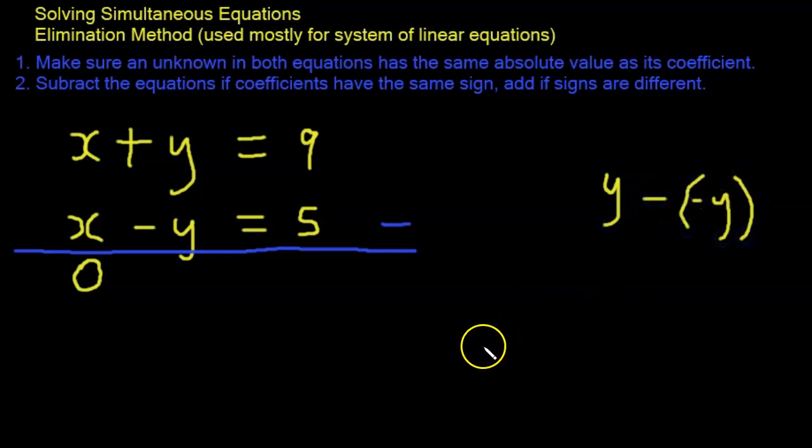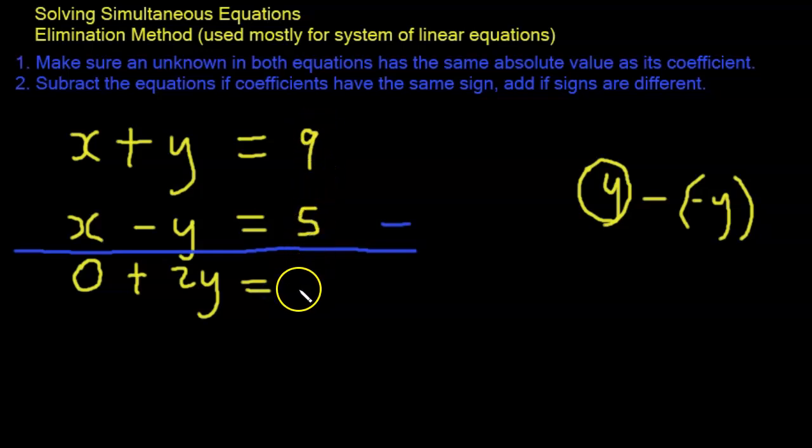Alright? It's not y minus y. It's y, it's the term above minus the term below. The term above is y, minus, and the term below is negative y. And you will see the double negative, as we know, the double negative gives us a positive. So what we have here is positive 2y. And 9 minus 5 is 4.